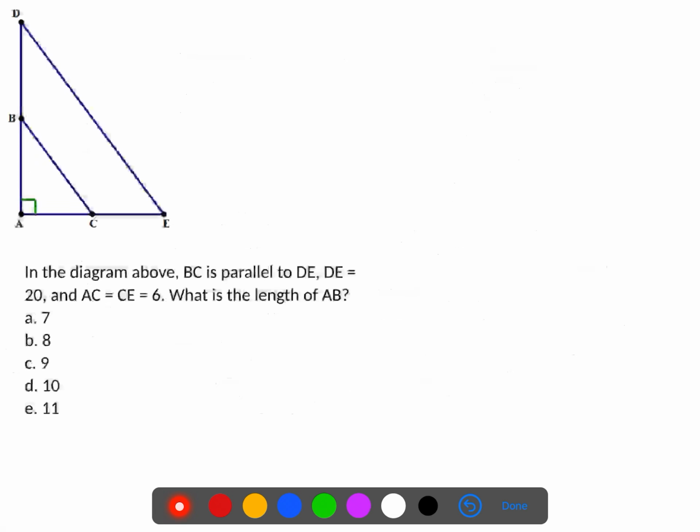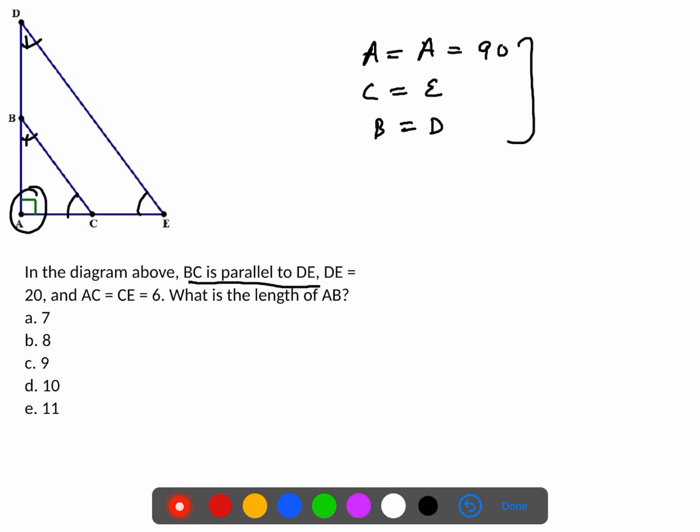So in triangles ABC and ADE, A is the common angle, so one angle is equal in both, which is 90. Now BC is parallel to DE, that means this angle is equal to this angle. Go back to the beginning of the video if you struggle to understand this. So angle C is equal to angle E, and angle B will be equal to angle D. So three pairs of angles are equal, triangles are similar. Okay, that means the three ratios will also be equal.